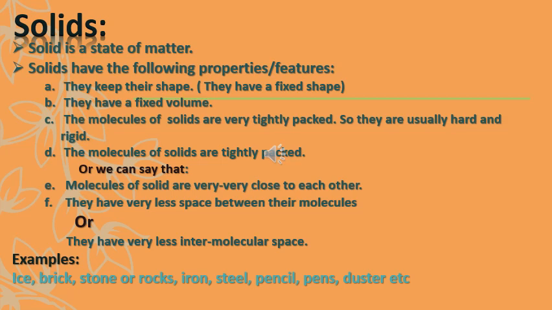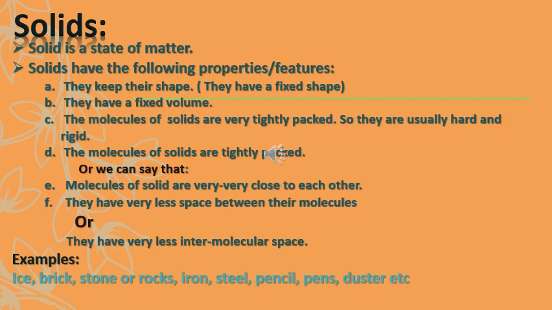Now, let's discuss solids, which are a state of matter. Solids have the following properties. First, they have a fixed shape, which means they keep their shape. They do not change their shape on their own. They have a fixed volume, which means their volume, or their mass, is also fixed. Then the molecules of solids are very tightly packed, so they are usually hard and rigid.